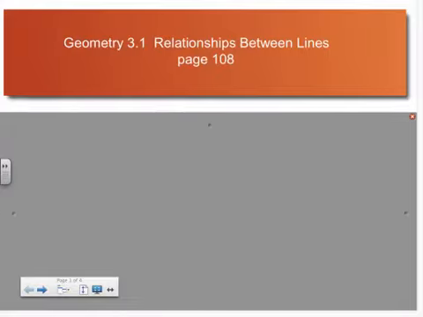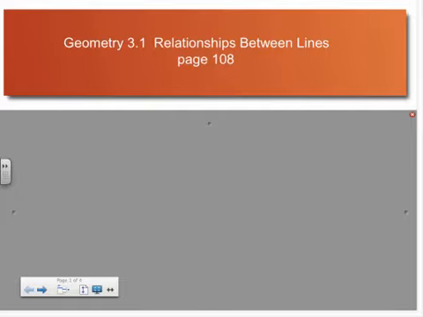Hello everyone, welcome to Geometry Lesson 3.1, Relationships Between Lines. In this lesson, we'll get to see all kinds of different lines and how they can relate to each other, and a lot of different ways we can classify pairs of lines. So let's get started. First we have parallel lines.